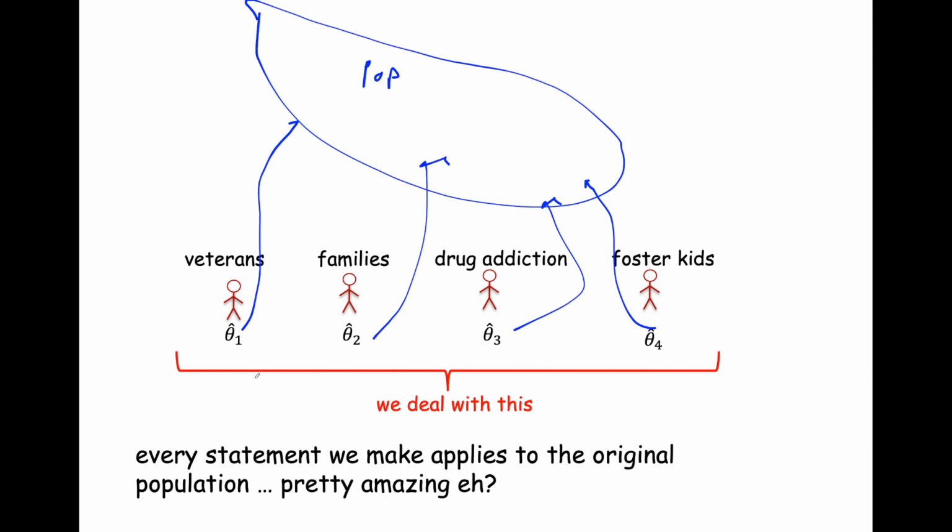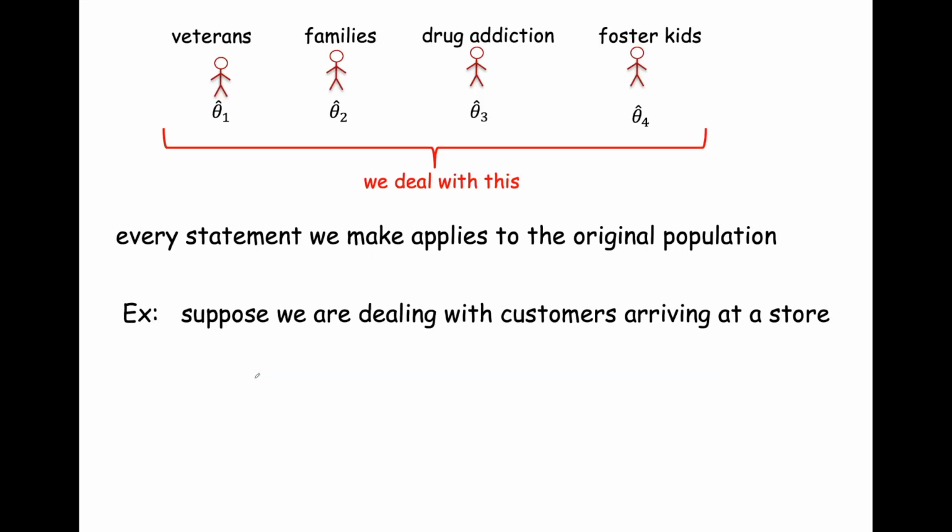Now, I remember when I first learned this, I was like, wow, this is pretty amazing. It is amazing. So now we're going to deal with these estimators, these summaries, and if these are good replacements, every statement that we make about the population based on these replacements will apply very well to those original population members, not all of whom you know who they are.